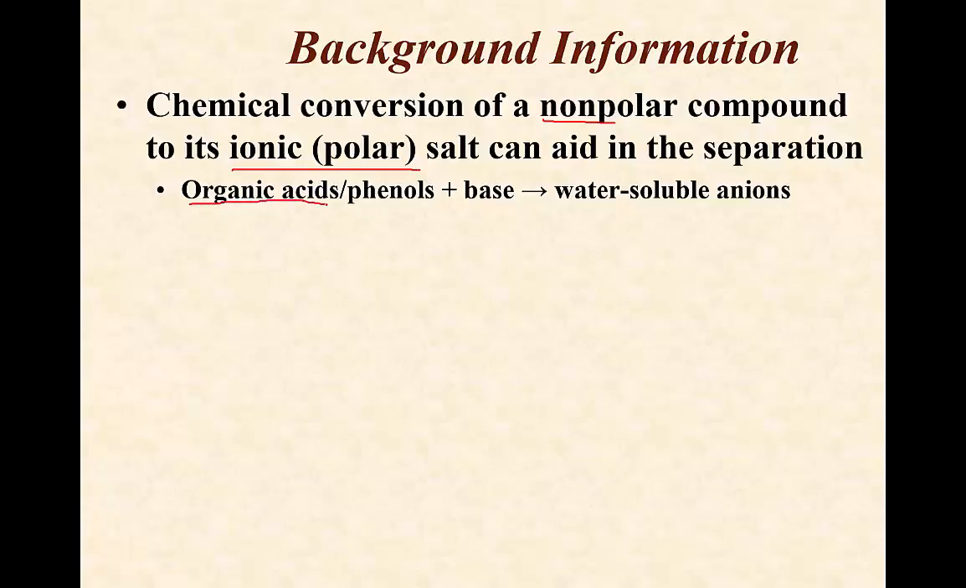But if we look at those functional groups, we had carboxylic acids, organic acids. If we have an organic acid, or if we have a phenol, which is another type of functional group, and we combine that with a base, what we're going to get are water-soluble anions. This is an acid-base reaction. If you remember from general chemistry, acid-base reactions give some sort of metal salt and water, and those metal salts are soluble. So we're going to take advantage of that. If we have an organic acid, we can react it with a base, and we can turn it into an anion, which is highly soluble in an aqueous solution.